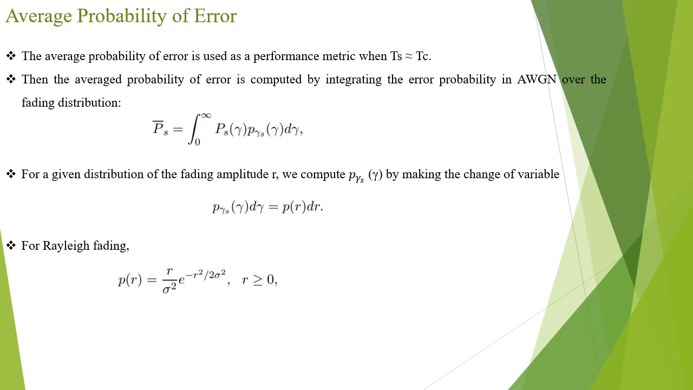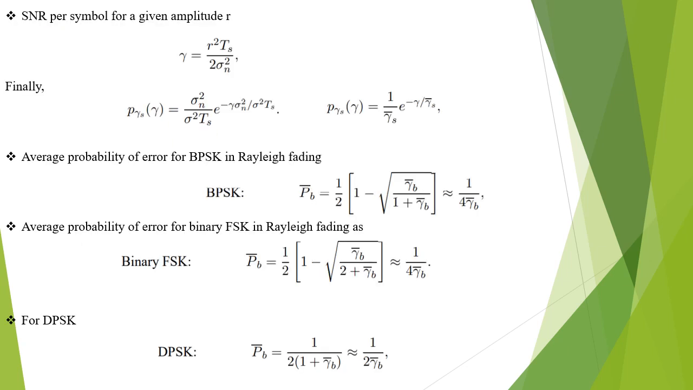We can compute the probability of symbol error by making a change of variable. In Rayleigh fading, the received signal amplitude R has the Rayleigh distribution, which is this one. The SNR per symbol for a given amplitude R is this one. Now, after differentiating and putting the values in the above equation, we find the average SNR per symbol. Now, this one is the average probability of error for BPSK in Rayleigh fading.